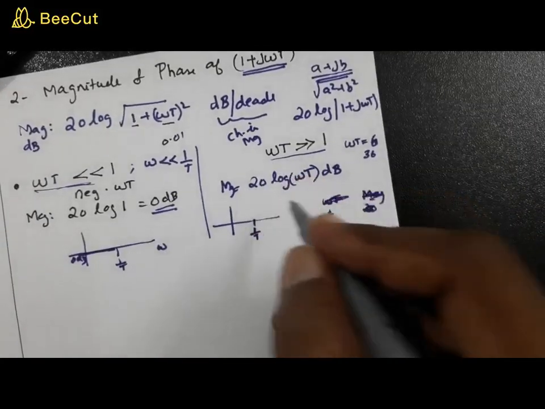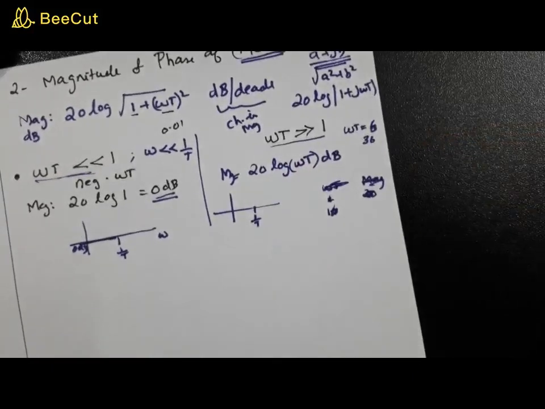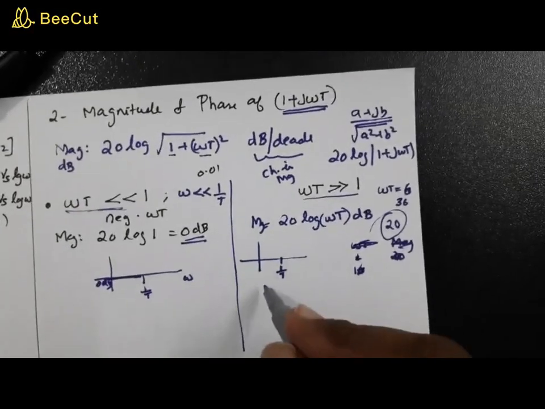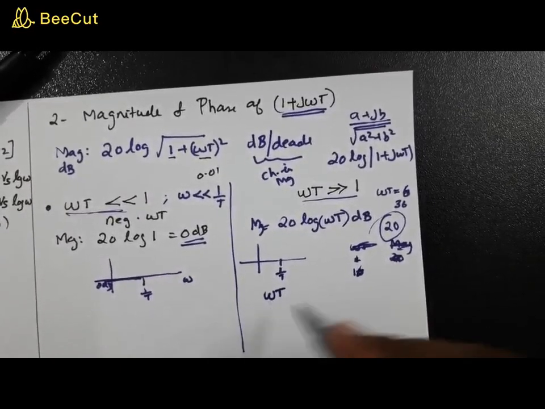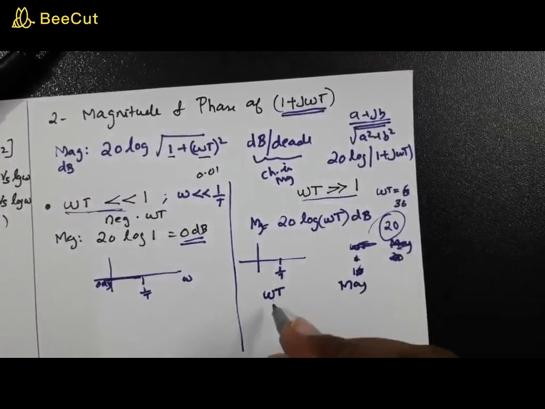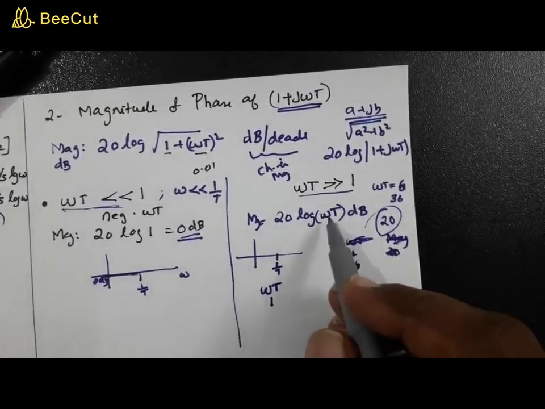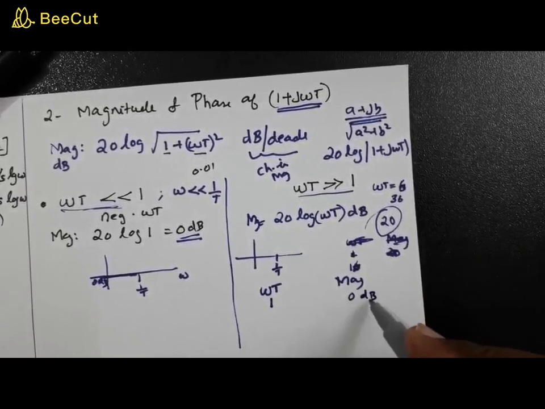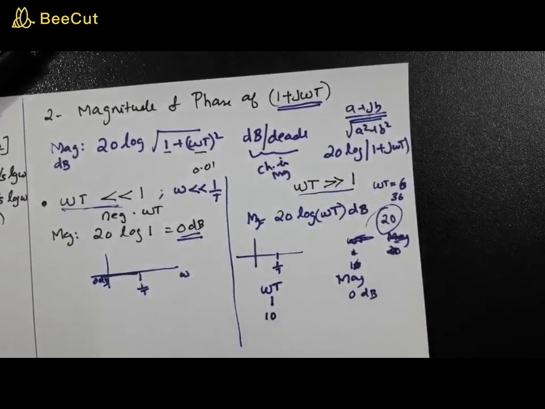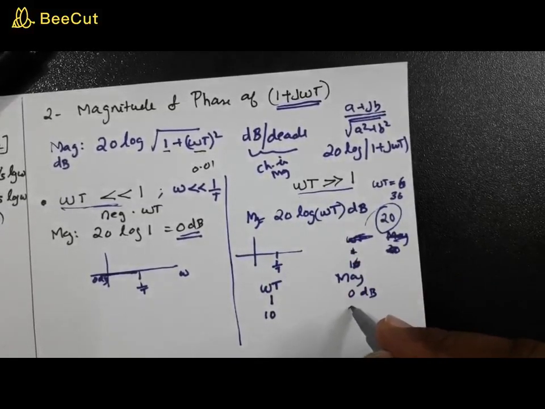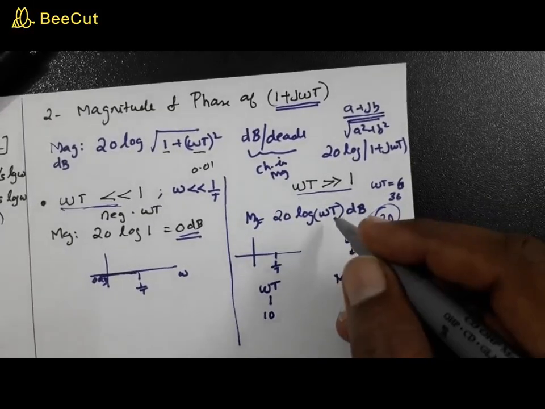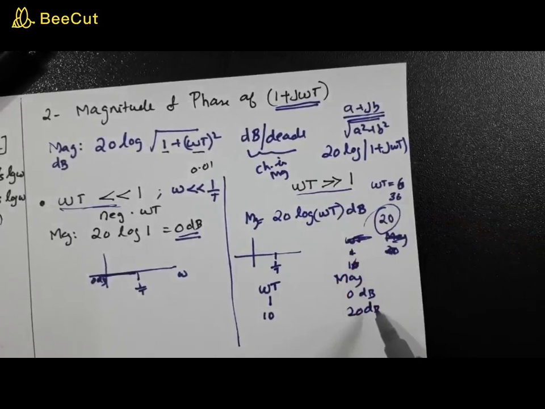Now let us see the variation of this. I am going to put in values of omega t and find the magnitude in decibels. Let omega t be 1. What is 20 log 1? Which is 0 dB. Now I change this to the next decade, which is 10. As the frequency changes to 10 radians per second, what is its magnitude? 20 log 10, and since log 10 is 1, this is 20 decibels.